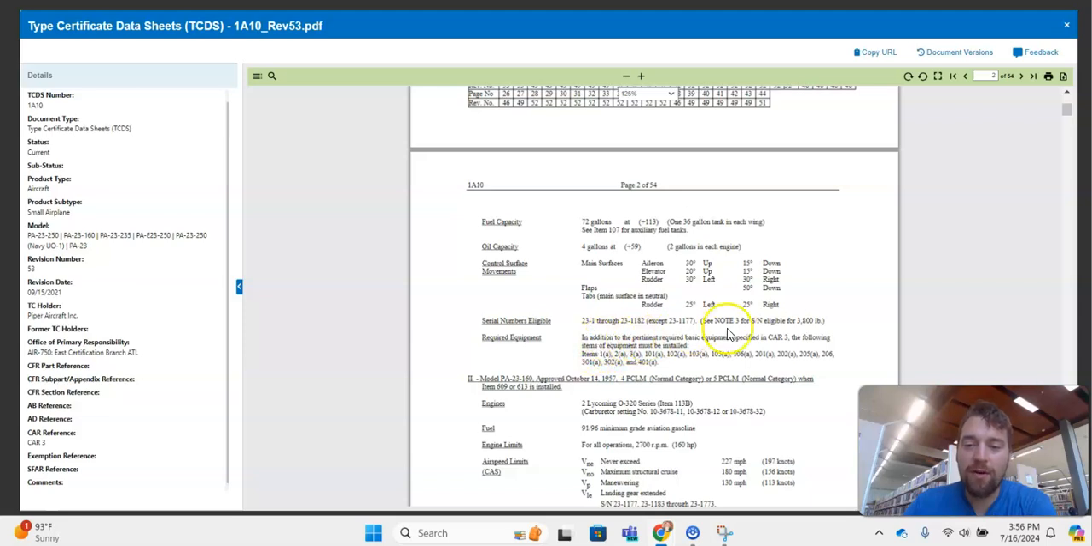There's a bunch of required equipment. Even control surface movements. It'll tell you that you have ailerons, elevators, and rudders that can go up to 30 degrees in the up direction and 15 degrees in the down direction. And it even talks about flaps. So again, this is a lot of really important information. A TCDS can tell you a lot of different things. And as you continue on, you're going to see that this is the TCDS information for the PA-23-160. So it's a slightly different rendition of the Piper airplane that I showed you before. So again, that's the PA-23.